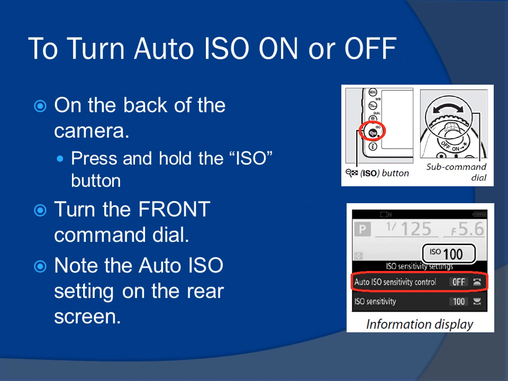To turn Auto ISO on or off, on the back of the camera, press and hold the ISO button as shown in the top picture. Then turn the front command dial. On the back of the camera, the screen, note the Auto ISO setting on the rear screen as shown in the bottom picture.